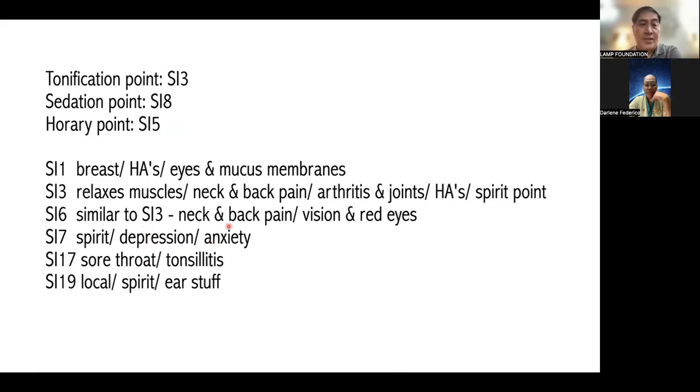SI6 is similar to SI3. We also use this for neck and back pain, also for vision problems and red eyes. SI7 for lifting the spirit for those with depression and anxiety. SI17, sore throat and tonsillitis. SI19 is a local point, can be used for lifting the spirit and also when you have ear problems.